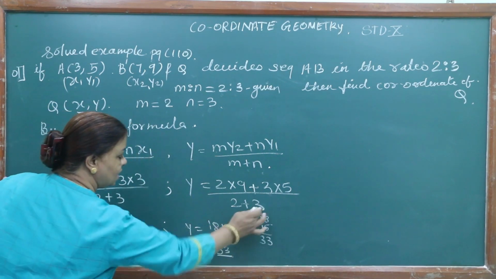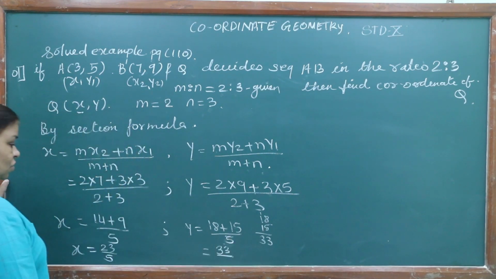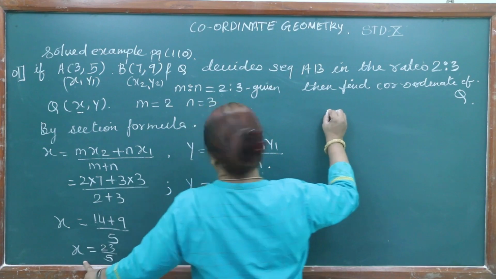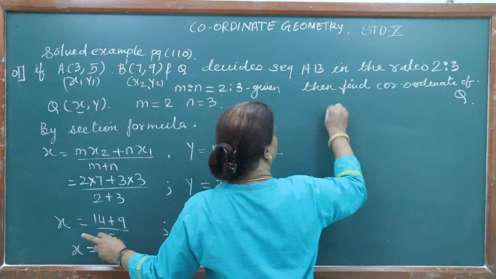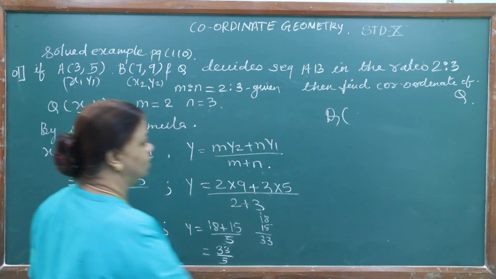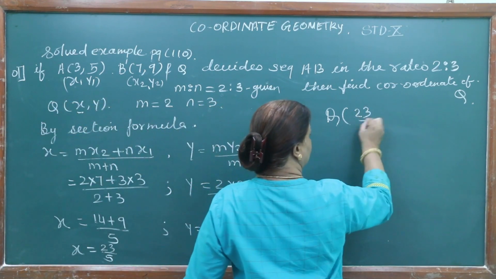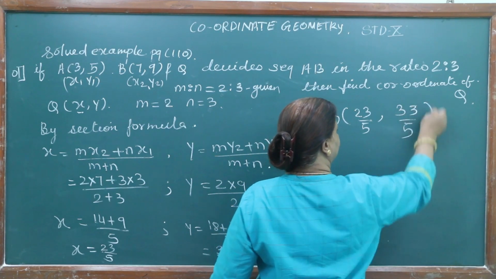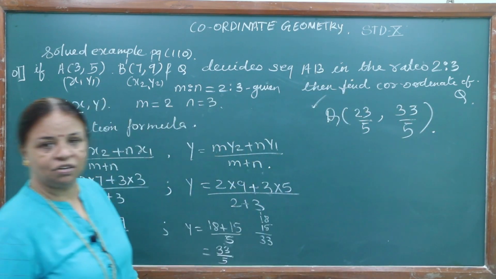2 plus 3 is 5, not 3. So your point Q will have x coordinate as 23 upon 5 and y coordinate as 33 upon 5. You can pause the video and solve the sum.